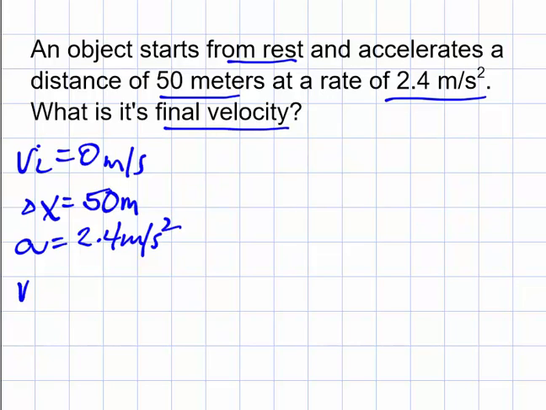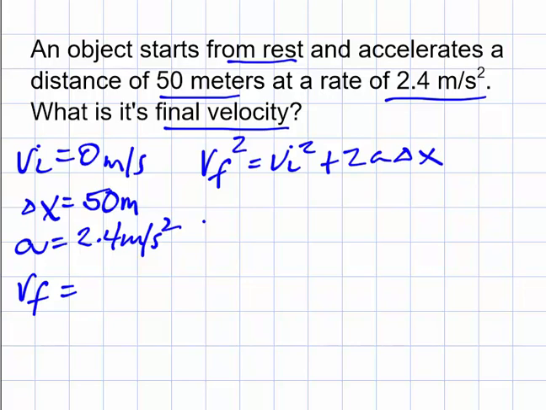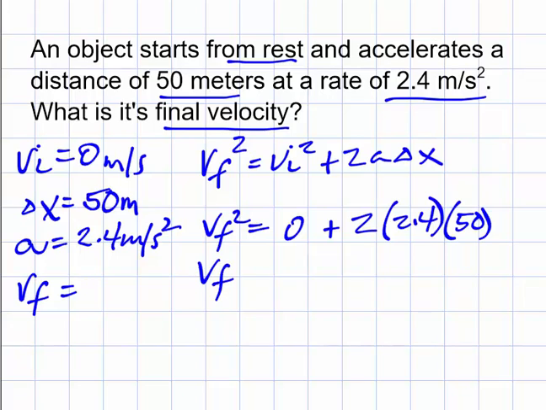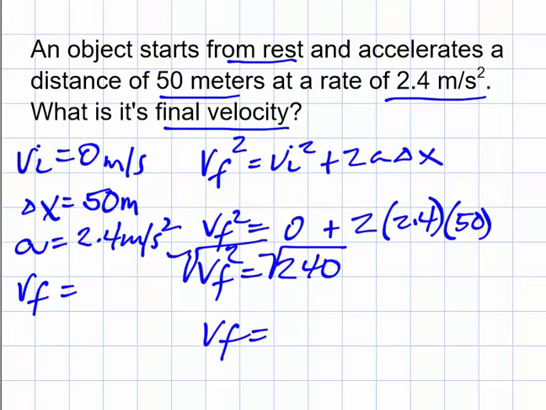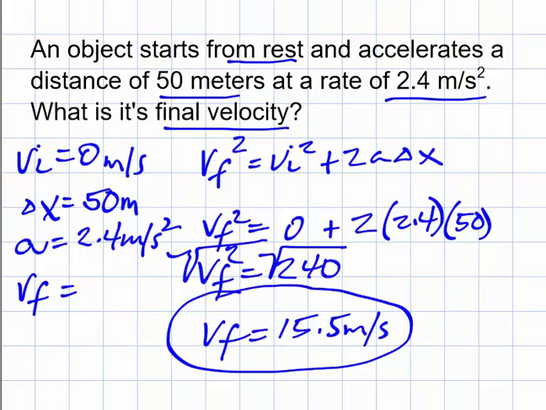So what is the final velocity? That's what I'm trying to find. So my formula is final velocity squared is equal to initial velocity squared plus 2 times my acceleration times my delta x. So my final velocity squared, my initial is 0, plus 2 times my acceleration, 2.4, and my displacement is 50. So my final velocity squared is equal to 240. So take the square root of both sides, I've got to get rid of the square. So my final velocity is equal to 15.5 meters per second. One of the most common mistakes I see with students is forgetting to do the square root. We've got to get rid of that square. So notice we solved this problem without the function of time.